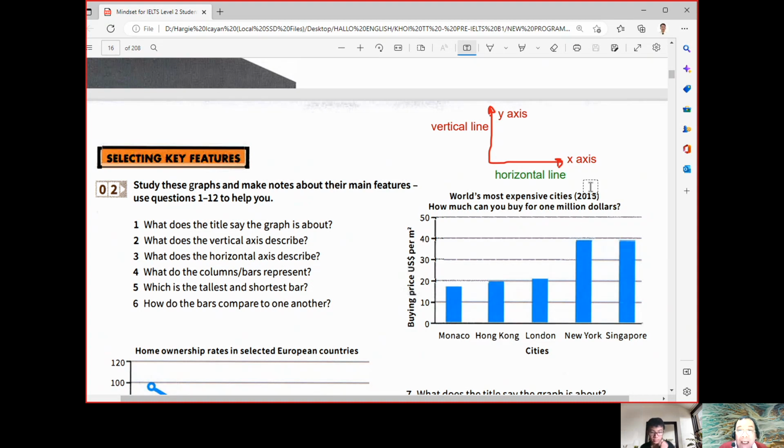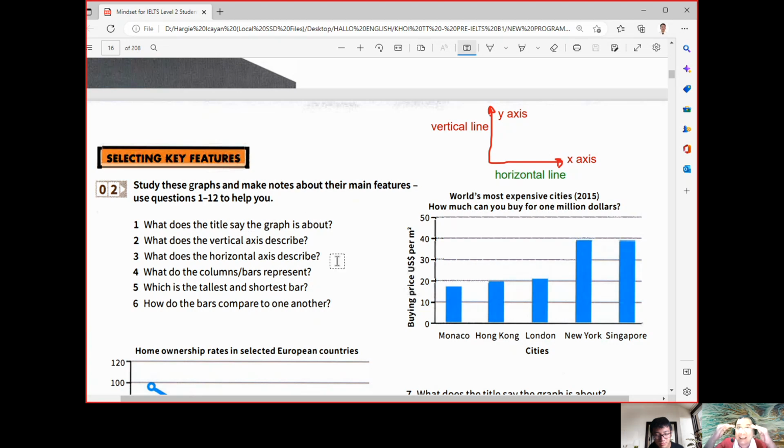This data was taken in 2015. And of course, the subtitle of this is how much can you buy for $1 million? That would be in the form of a question, but the title per se is all about the world's most expensive cities.